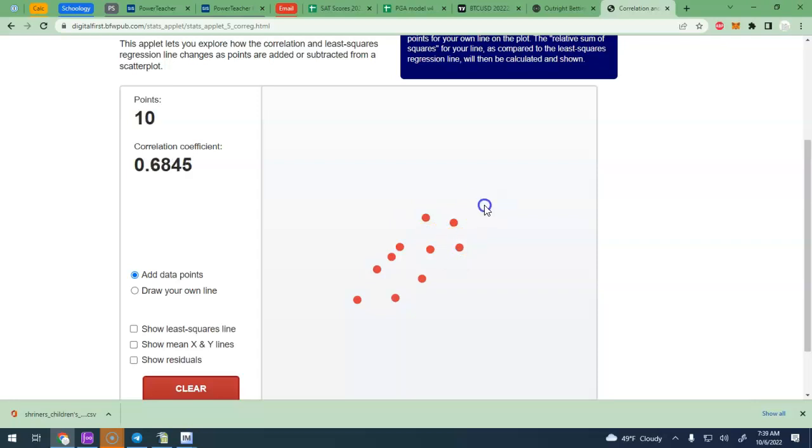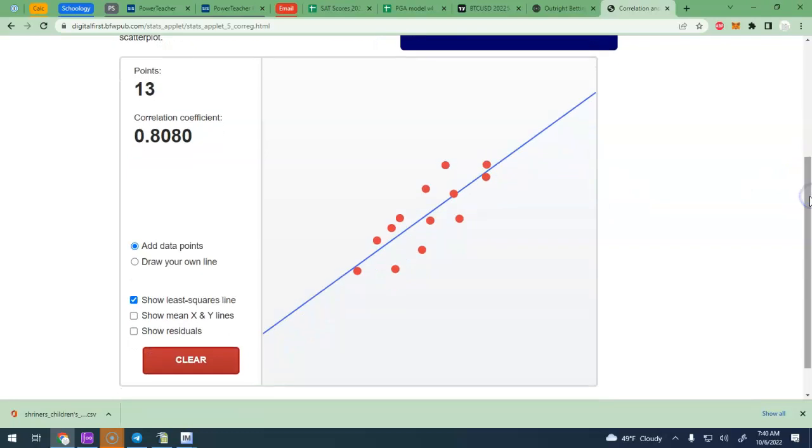So R is our strength, our correlation, right? So the tighter the points are packed together, R is going to be closer to 1 or closer to 0? Closer to 1. And the more spread out they are, it's closer to 0, right? So what they'll ask you is if I remove or add a point, what happens to R?